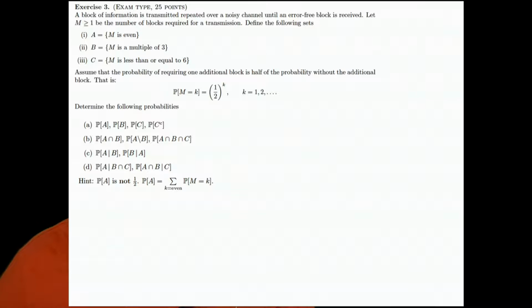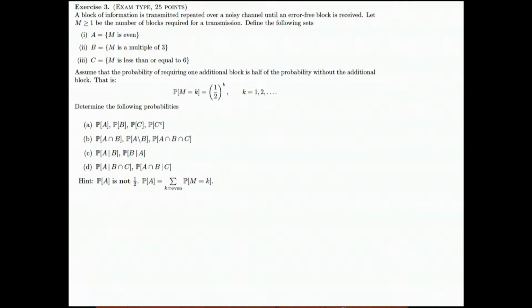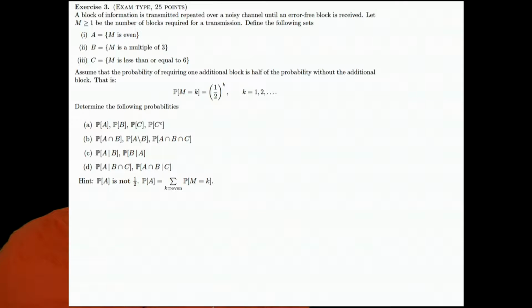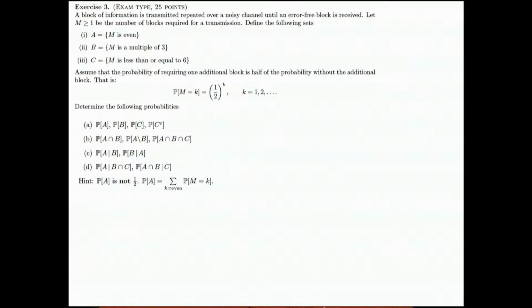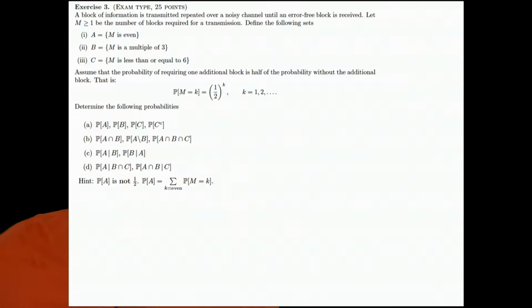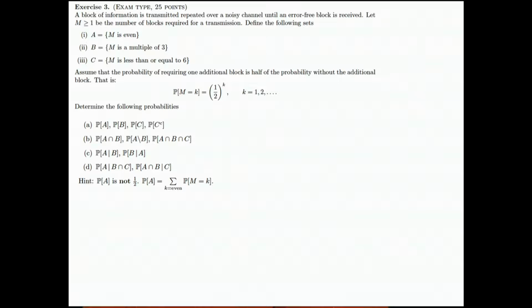Event A is that n is even, B is that n is a multiple of 3, and C is that the number of blocks is less than or equal to 6. And we assume the probability of requiring one additional block is half of the probability without the additional block. So here is the probability. Then we determine the following probabilities.